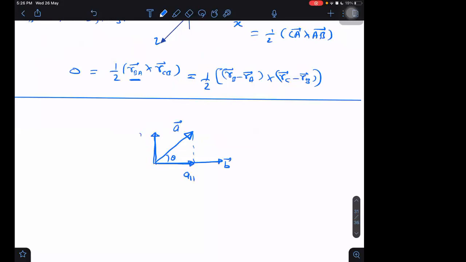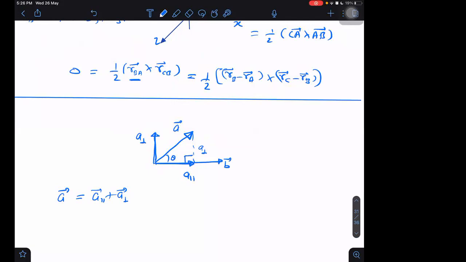A vector can be split into two components: A parallel and A perpendicular. Sum of these two will be equal to A. You understand it? This vector plus this vector is equal to A vector. And this is A perpendicular. Why is it A perpendicular? It is making 90 degrees with B.